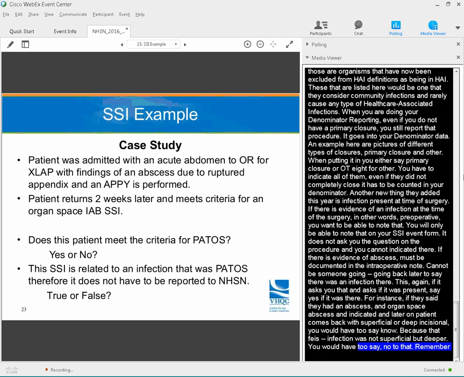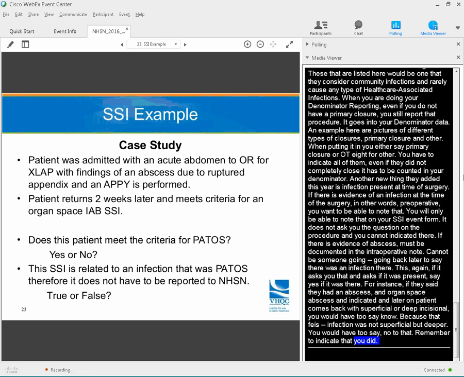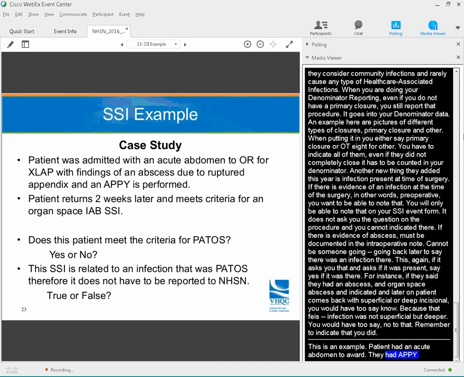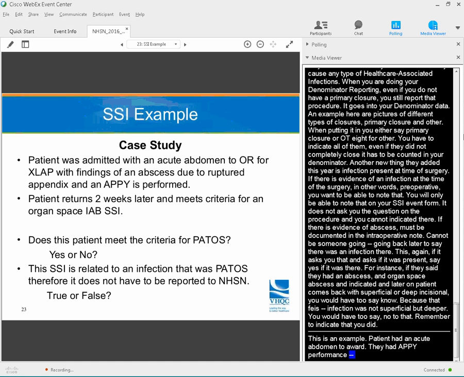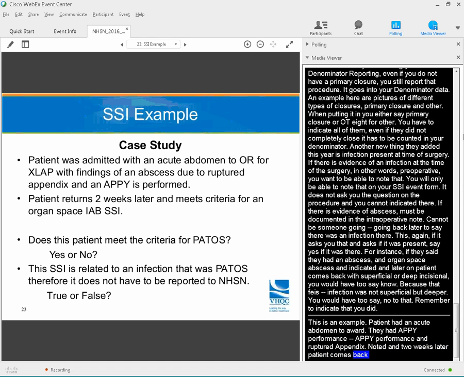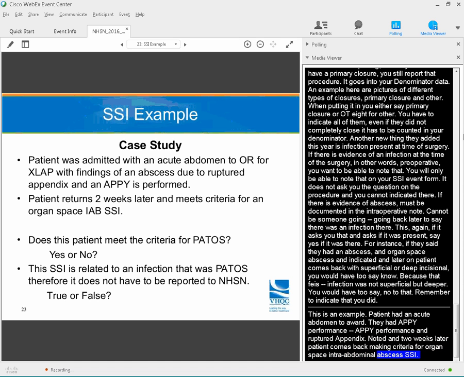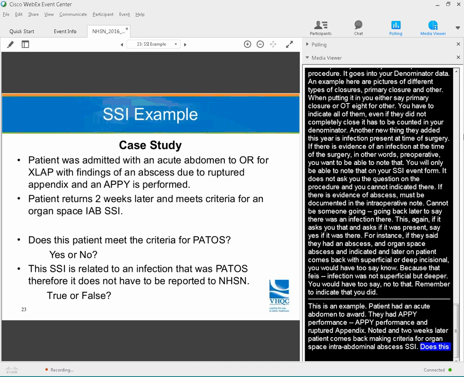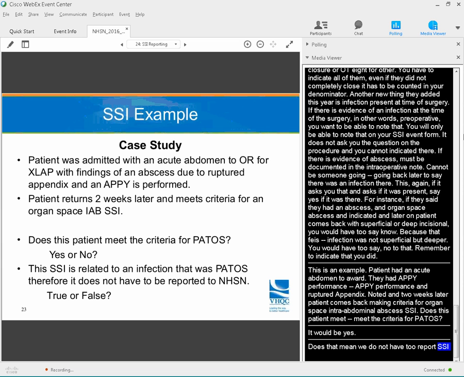Okay, this is an example. Patient had an acute abdomen or they had an API performed and it had a ruptured appendix, and it was documented that there was an abscess that had already been formed in the operative notes. Two weeks later, the patient comes back and is diagnosed and meets the criteria for organ space intra-abdominal abscess SSI. So, does this patient meet the criteria for PANCOS? And it would be yes. And does that mean that we don't have to report this SSI to NHSN? And that would be nice, but no, that's not the case, and that's false. So all of them have to be reported. You just have to indicate which it is.